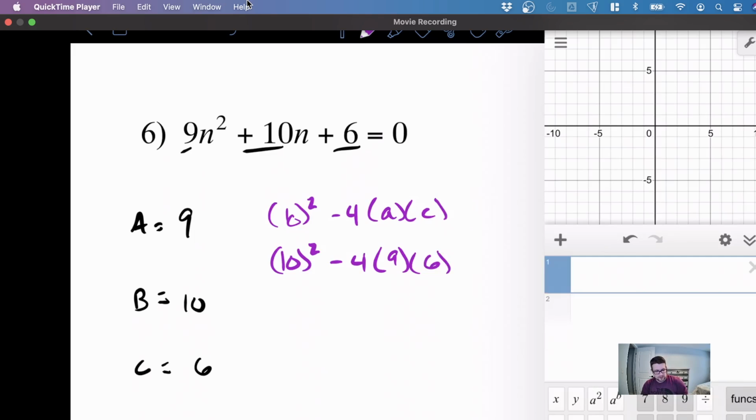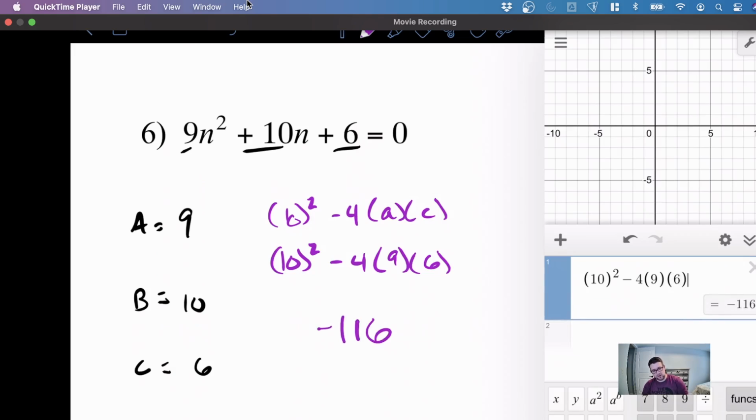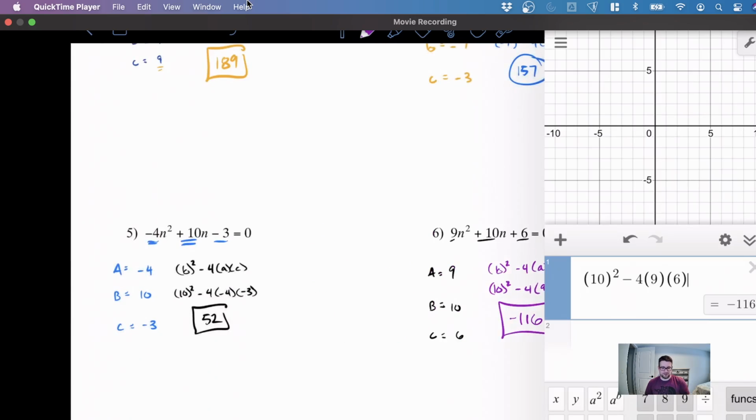So, coming over, we're going to have 10. Whoops, forgot my parentheses again. 10 to the second power minus 4, parenthesis 9, parenthesis 6. And it looks like our answer is negative 116 this time. But that's it. That's how we find our discriminant.